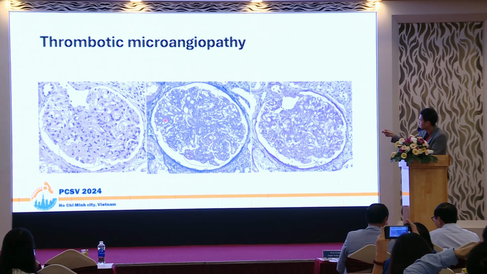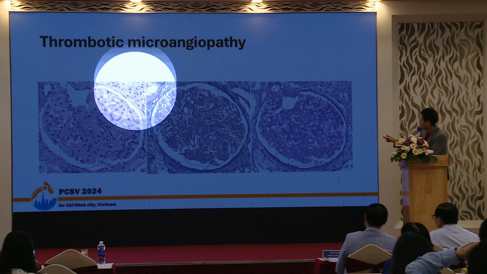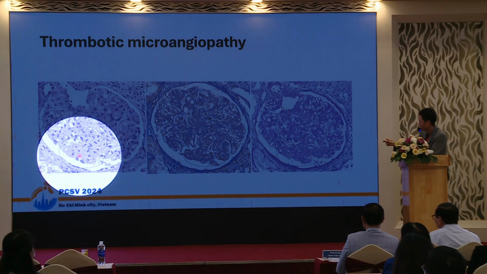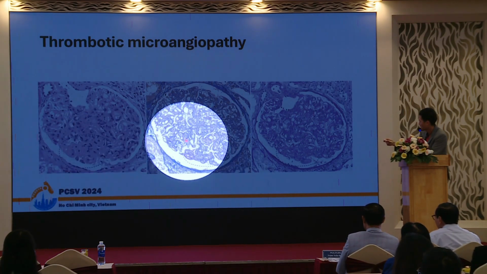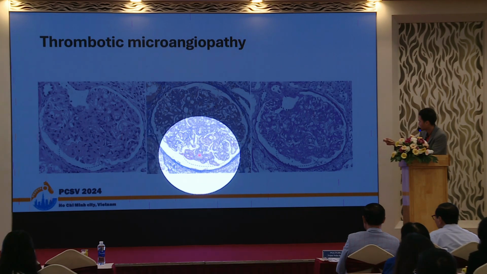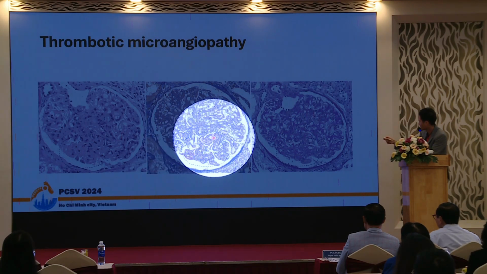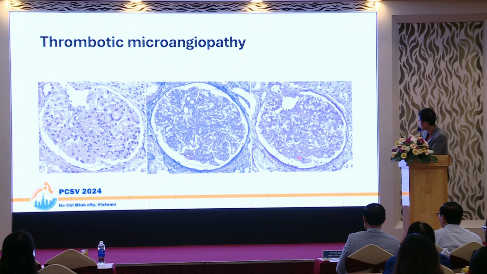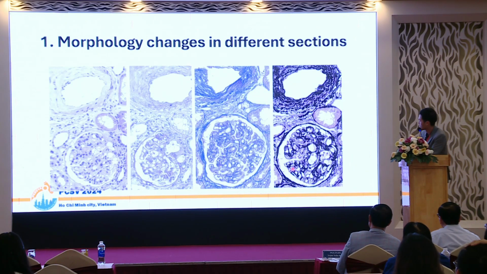Or the other example is thrombotic microangiopathy. In H&E, we can see some RBC fragments here, and in A4G, we can see some fibrin deposit, and in KS, we can see mesangial and enlarged endothelial cells and other features of thrombotic microangiopathy. But this process is often challenging.